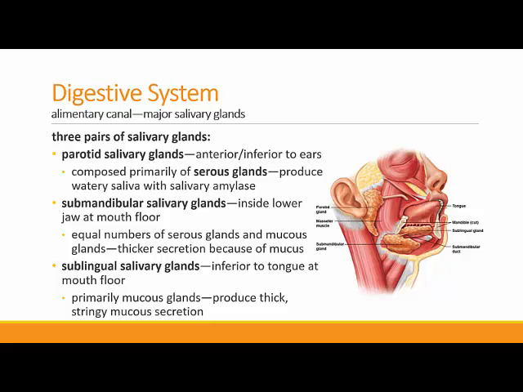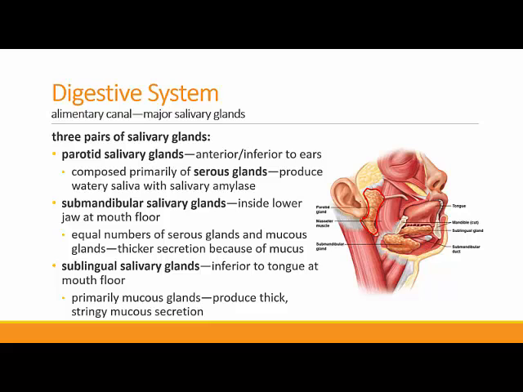And we have three pairs of salivary glands. The parotid salivary glands found here, inferior and anterior to the ears. They are composed primarily of serous glands, so their saliva is very watery with lots of salivary amylase, dumps out at the roof of the mouth.